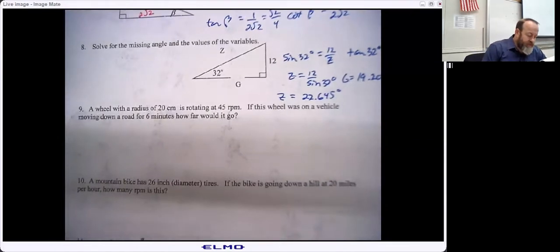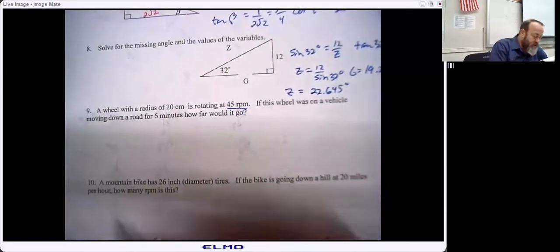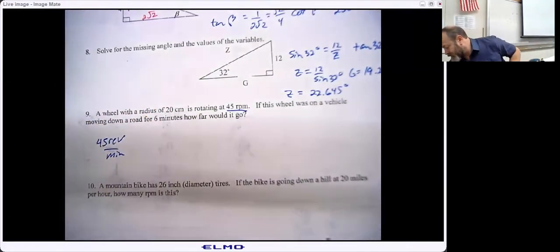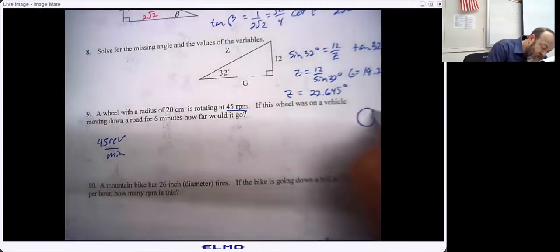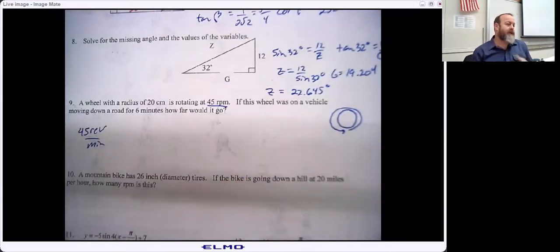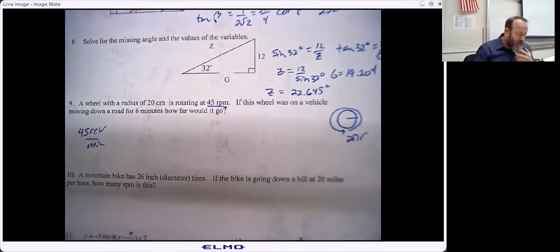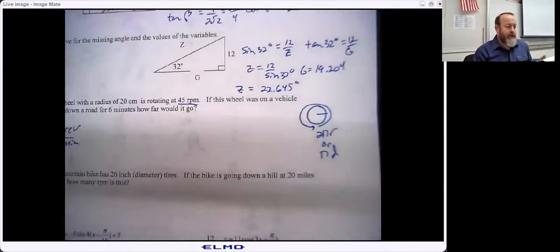Now, for number 9, one thing that's interesting is if you have 45 revolutions per minute, you want to remember that a revolution is just another way of saying circumference. So every time a wheel goes all the way around, the tire should have moved forward exactly a full revolution, which is 2 pi r, also known as pi times the diameter, depending on how you like to look at it.